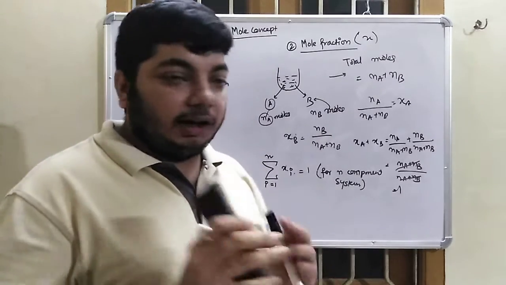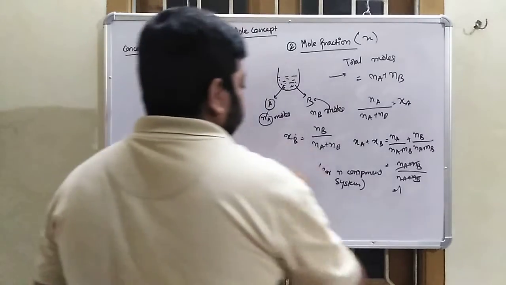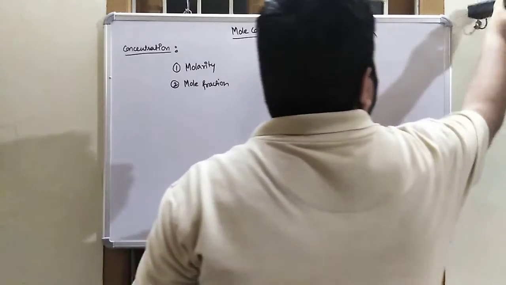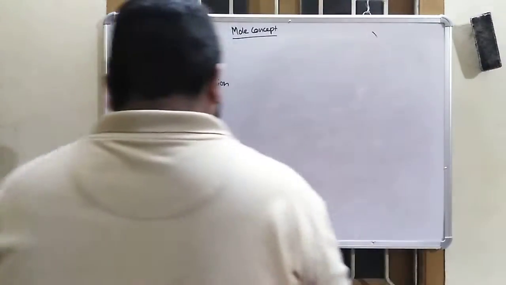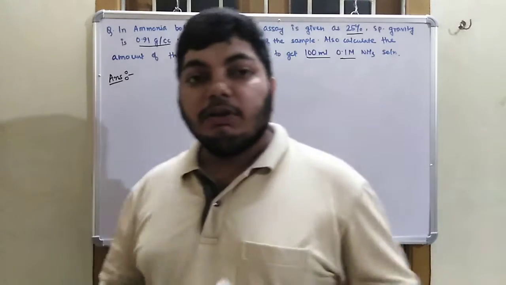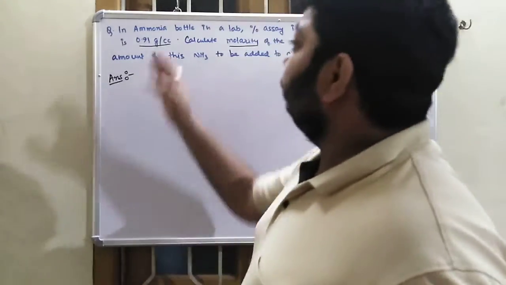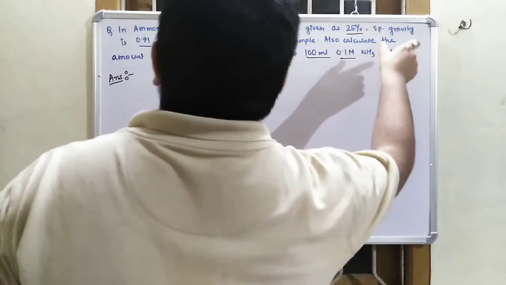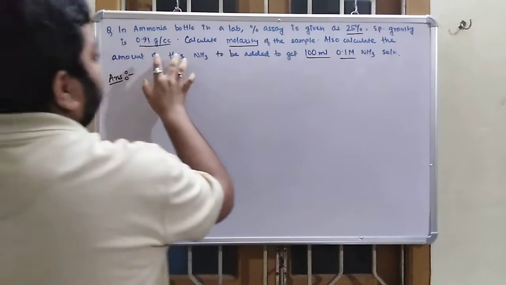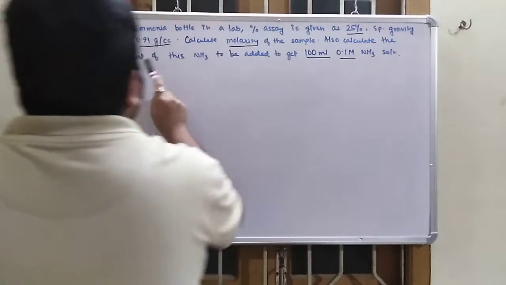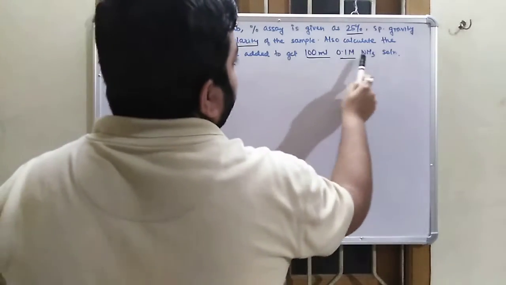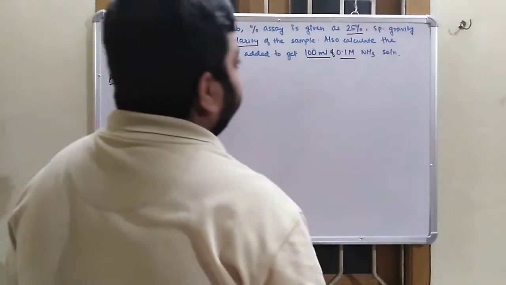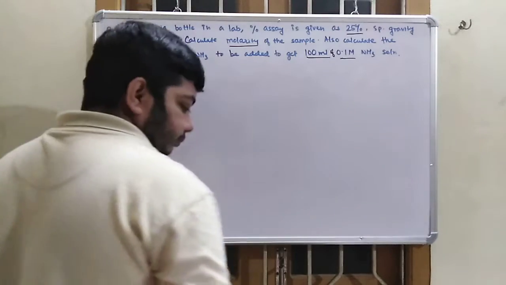Now we will look at a numerical. We will look into a problem. Let me first read out the question to you. In an ammonia bottle in a lab, percentage assay is given as 25%. Specific gravity is given as 0.91 gram per cc. Calculate the molarity of the sample. Also calculate the amount of ammonia to be added to get 100 ml of 0.1 molar NH3 solution.